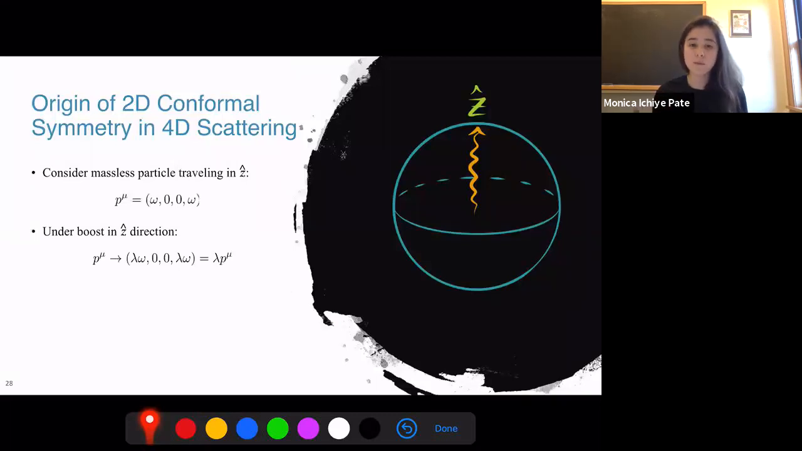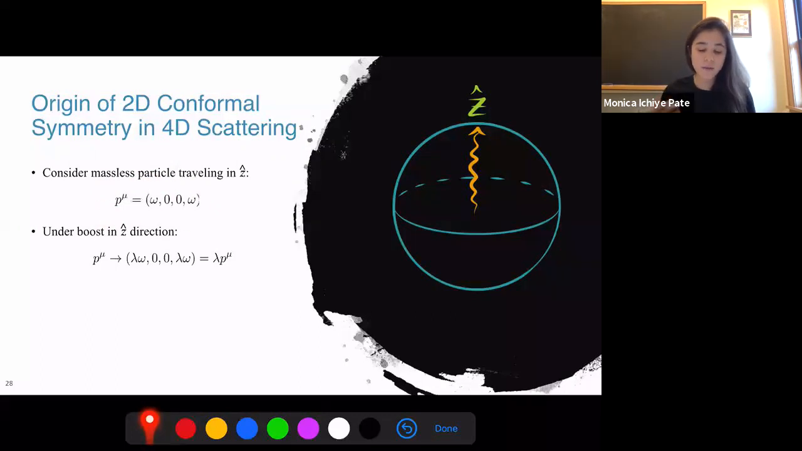So with this in mind, let me provide a little more intuition for why we found the conformal group of a theory in 2 dimensions as a symmetry group of scattering in 4 dimensions. And this will then help us understand where to find these hidden 2 dimensions. So let's begin by considering a massless particle that travels in the z direction, or equivalently, whose spatial momentum is directed towards the north pole of the unit sphere. So we can always write the four-momentum of such a particle in this way.